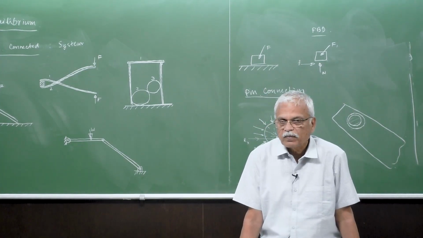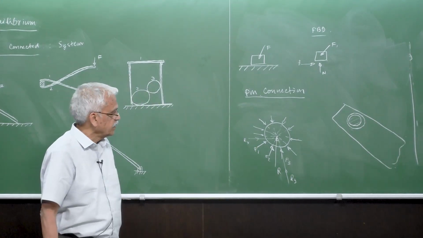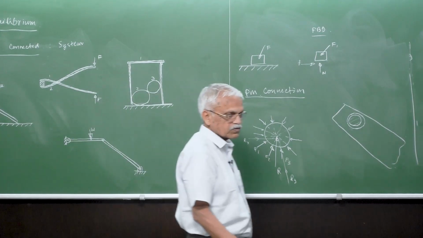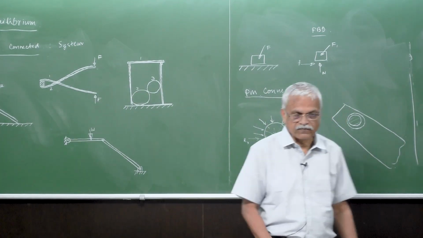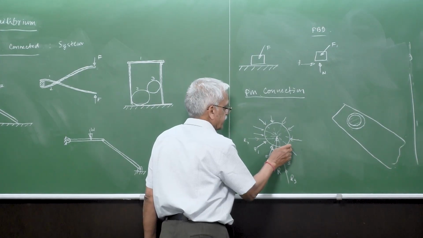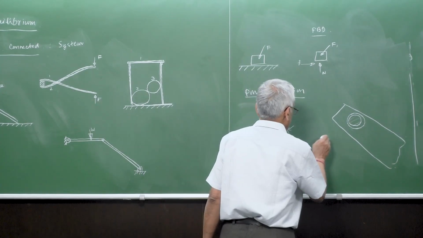So when is the possibility of moment coming into the picture? We can also extend this one. If you assume that it is a joint which is not well lubricated, or if it has friction, what will happen is that there will be tangential forces.